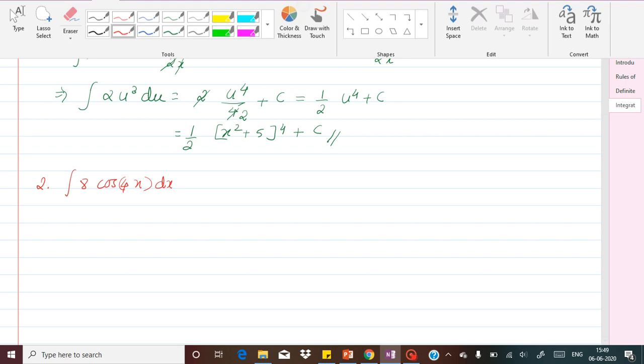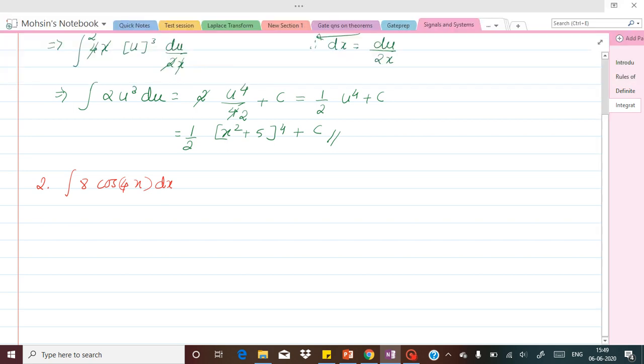Okay, so now this expression can be solved easily by doing the integration, but now let us see how we can solve the same expression by using the substitution method. So in this case I'm going to substitute u equal to 4x, therefore put u equal to 4x, therefore du will be just constant 4 dx. Okay, so therefore we can write dx equals du by 4.